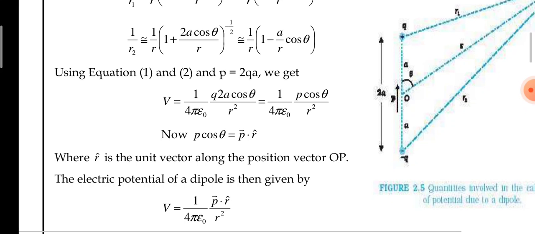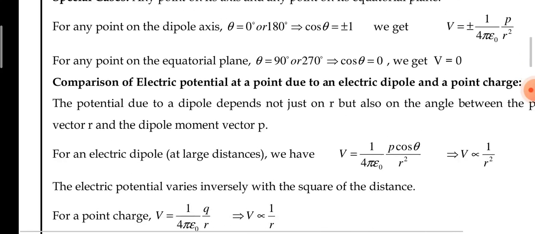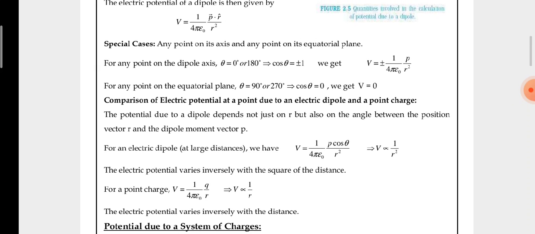P cos theta can be written as P vector dot R vector. So V equals 1 by 4 pi epsilon naught P dot R divided by R squared. This is the electric potential due to the dipole. Till here you have to write, but there is no need of special cases here. Special cases are only for understanding purposes.